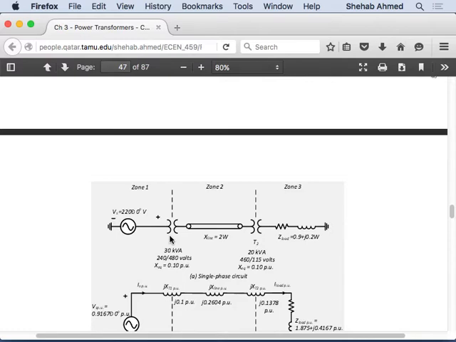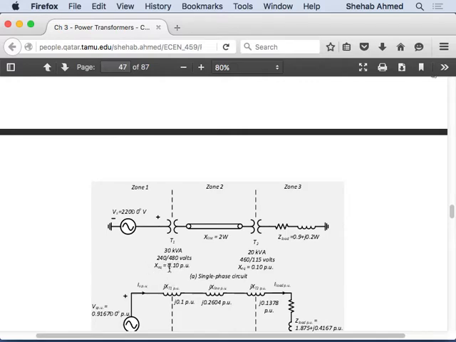A good choice of voltage base around the transformer is one where the ratio of the transformer terminal voltage is equal to the ratio of the bases that you've chosen on both sides. Meaning, if this is a 240 volt to 480 volt transformer, a good choice of voltage base would be 240 on the primary side and 480 on the secondary side. Right? A good choice would allow you to do what? Eliminate this transformer and make it a one-to-one transformer.